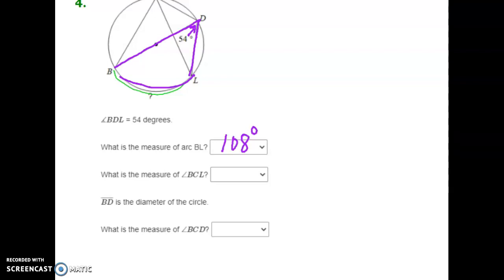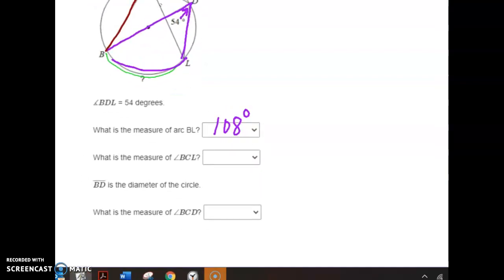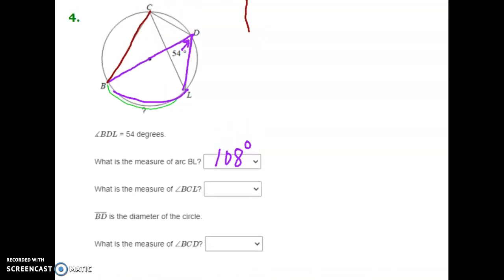Number 2, what's the measure of BCL in a different color? I'm assuming C is up here. BCL. Well, that angle is directly across from the same arc that we already know is 108 degrees. So the measure of this angle is going to be half of 108. So it's just going to be 54.